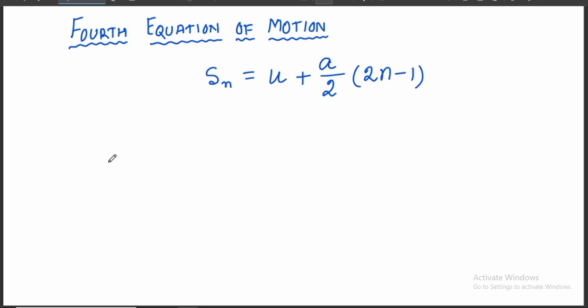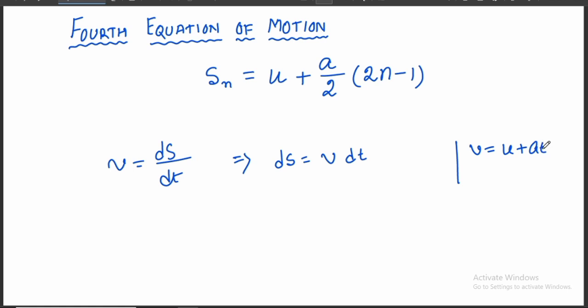By the definition of velocity, we know that velocity v can be written as v equals ds by dt, that is displacement by time. In the next step, we can write ds equals v dt. And from the first equation of motion, we know that v equals u plus at. Now let's put this into this. So it will be (u plus at) dt. So we get ds equals (u plus at) dt. So this is our equation 1.